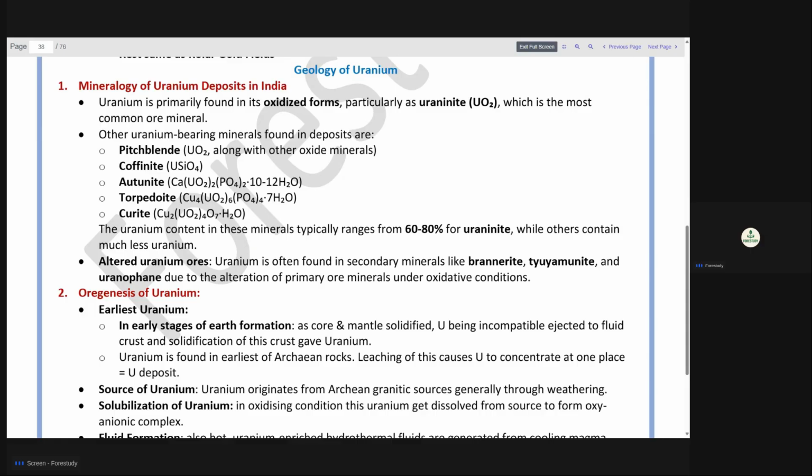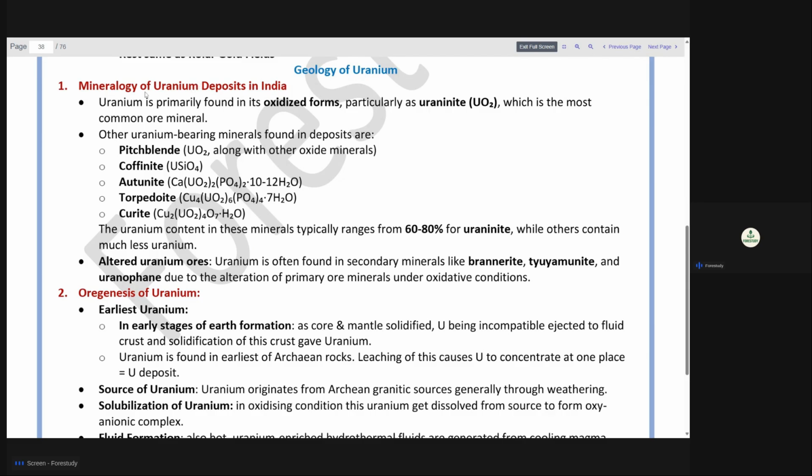We'll start with, actually, we were continuing different deposits and their occurrence, their orogenesis and mineralogy, and then Indian examples and foreign examples. So, we'll continue that and then we'll start with geology of uranium.